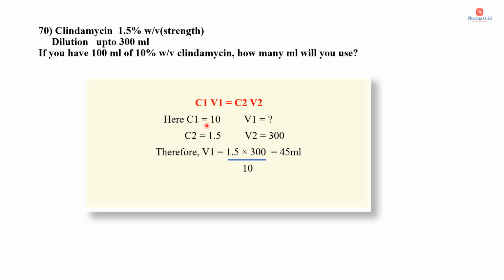So C1 is equal to 10. V1 we need to find out. C2 is equal to 1.5, which is the strength of the required prescription, and V2 is equal to 300 ml, that is dilution up to 300 ml. Substituting all these values in the equation, V1 is equal to 1.5 into 300 divided by 10, that is equal to 45 ml. So 45 ml is the required volume to prepare this prescription.